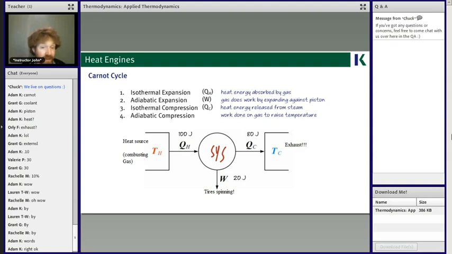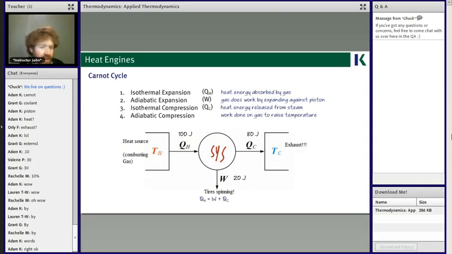So isothermal expansion, it's gaining heat. Adiabatic expansion, pushing against the piston. Isothermal compression, giving off heat. And then adiabatic compression, heating it back up. And so then we repeat that process of compression, expansion, back and forth and back and forth. And eventually you get the car moving pretty quick.